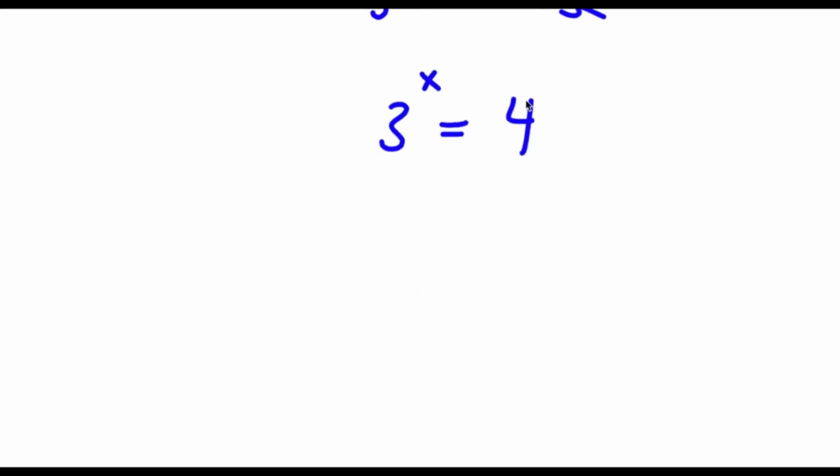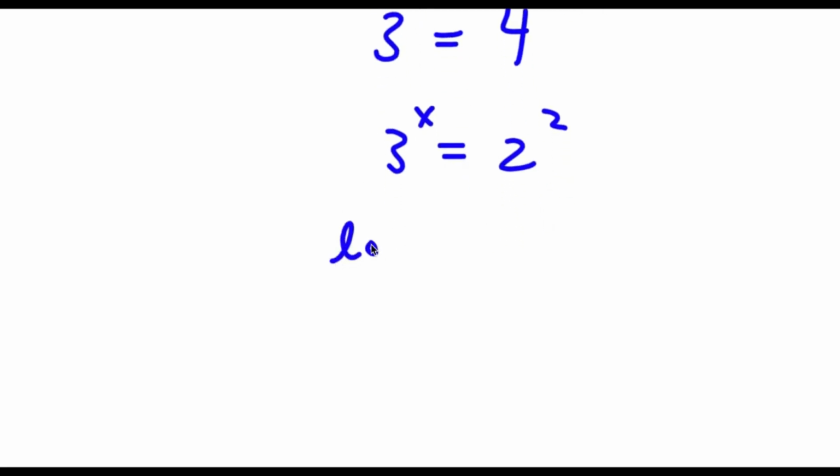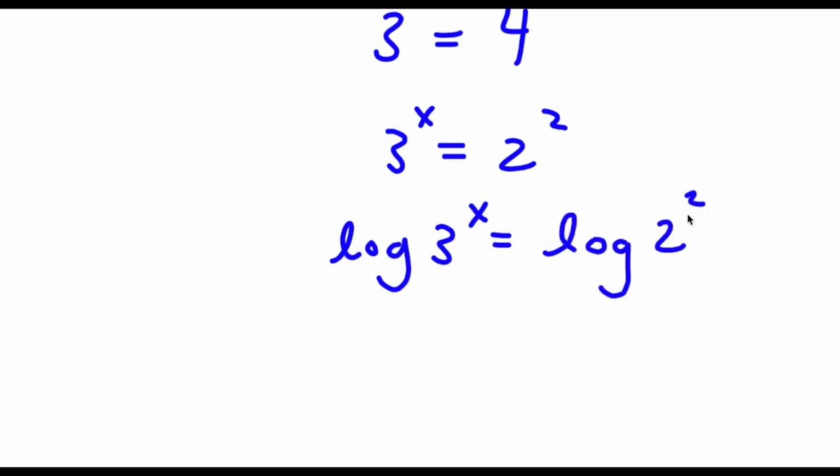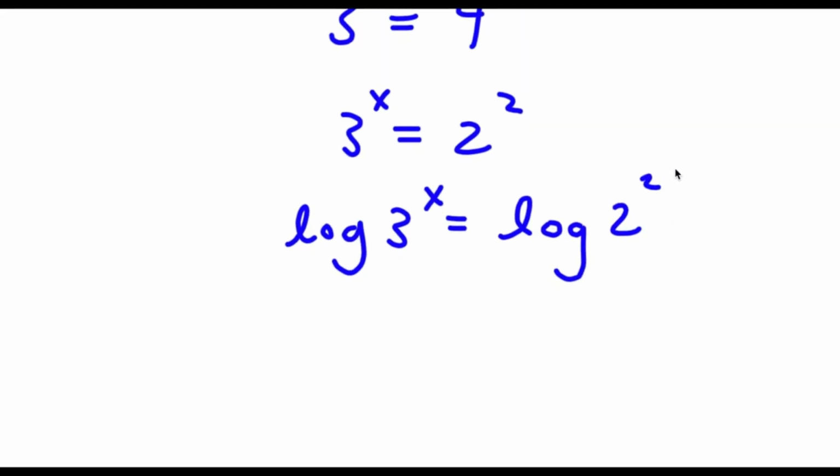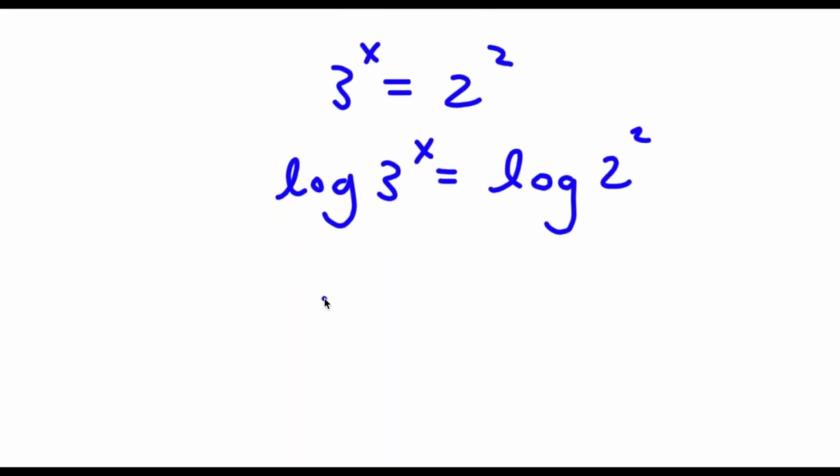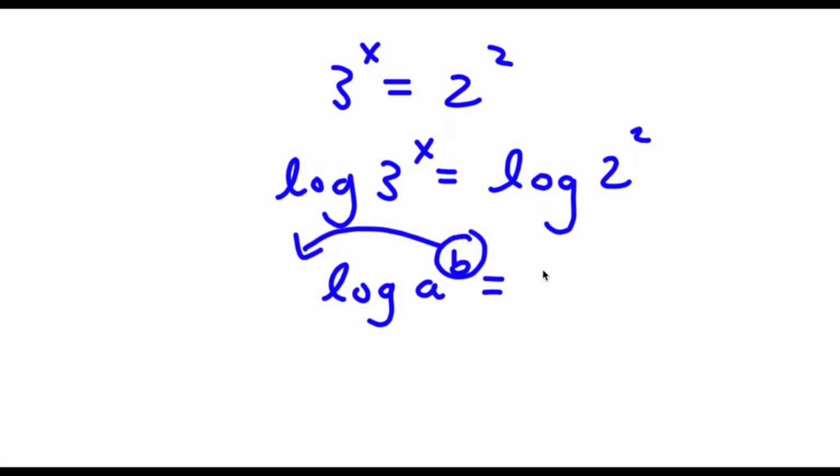Now 4 here, this is the same thing as 2 to the power of 2. Now if I take the log on both sides, I have log 3 to the power of x is equal to log 2 to the power of 2. Now if I have something in the form log a to the power of b, I can now move my exponent b to the front. So this is going to equal b times log a.